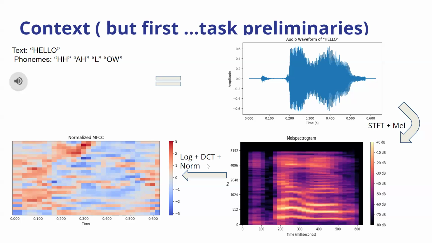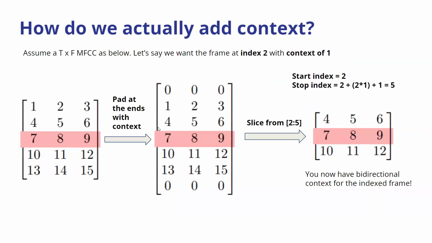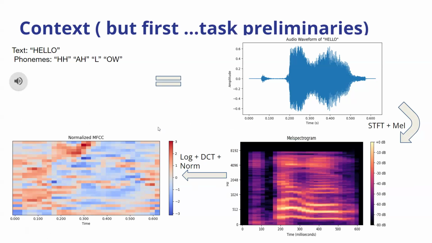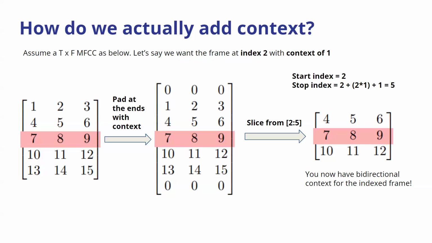Then from a MEL spectrogram, you apply the log and the discrete cosine transform. In this case, you've also normalized the MFCCs. So this is the kind of data that you're feeding into your model. Hopefully that's a bit clearer. But a good question here is how we add context.